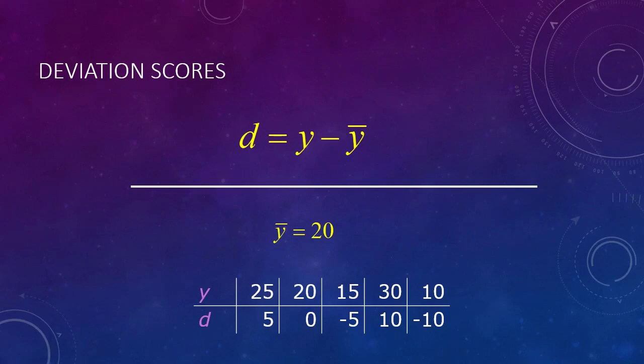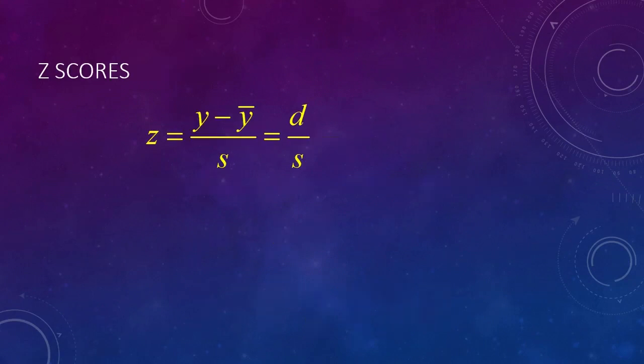Notice that 25 and 15 are both 5 points away from the mean, but one is above the mean and one is below the mean. This is indicated by the sign of the deviation score. We can also look at how far away a score is from the mean with z-scores. The difference is that a z-score is not in the original units of measurement, but in standard deviation units. To accomplish this, we divide the deviation score by the standard deviation.